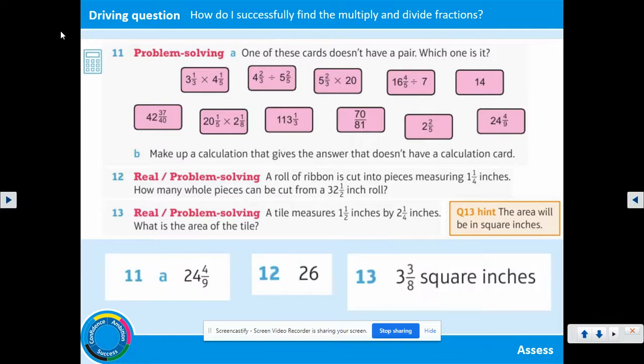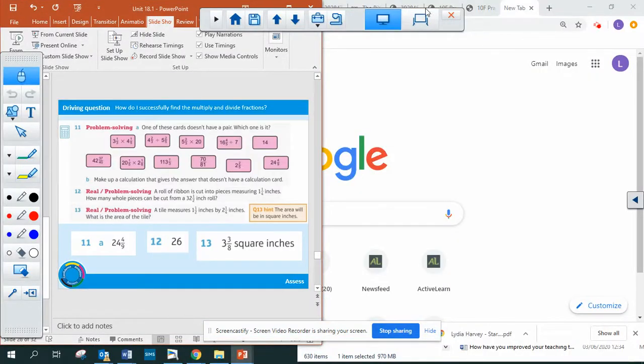Okay, the solution's there on the screen for you. I'm not going to go through question 11 as there's lots of little parts to do and you just needed to find which ones didn't have a pair, so which ones didn't give you the same answer, and hopefully for that you got 24 and 4/9. Because I am going to go through question 12 and 13 with you, okay?